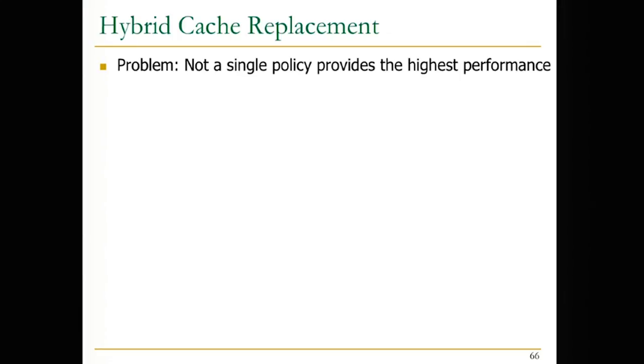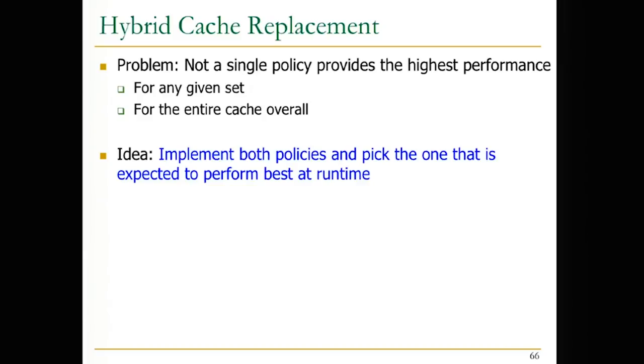But the problem that this is trying to solve is that no single policy provides the highest performance, right? This could be true for a given set. This could be true for the entire cache overall also. So you may want to have different replacement policies for a given set. And different sets may want to have different replacement policies for highest performance. Or the entire cache may follow a single policy, but the best one may change over time. And we have many, many different policies.